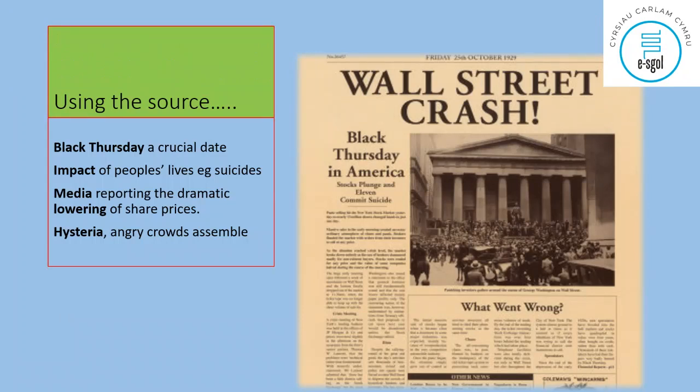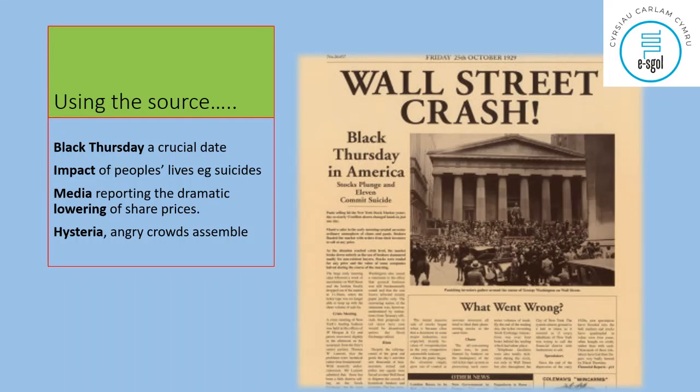The crucial dates. The dates where it hit an all-time low. The impact on people's lives. The horrendous impact on the communities. The media report the lowering of share prices. Maybe we could call it a plummet, not a lowering, but an actual plummet. Maybe it shows the hysteria of the crowds assembling, wishing for their money to be returned.